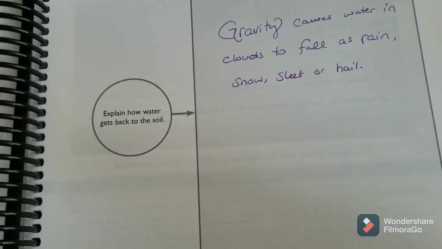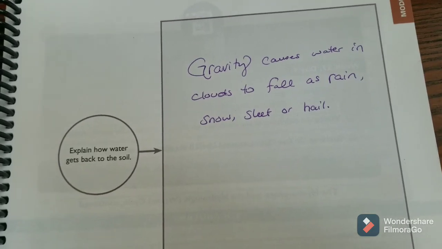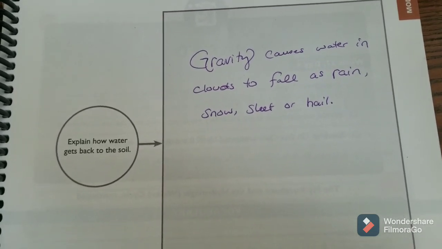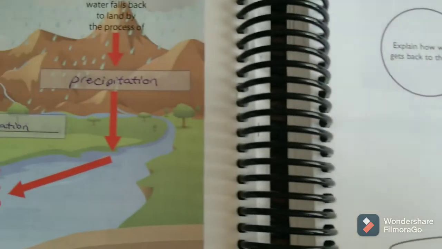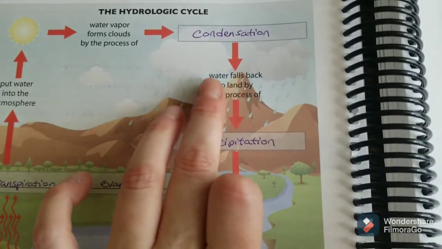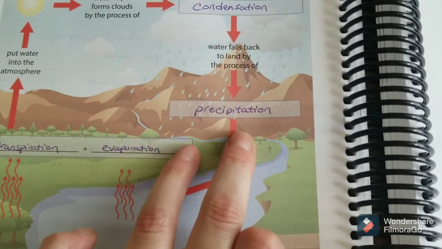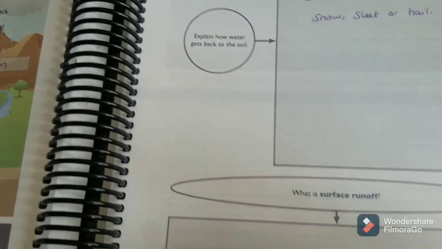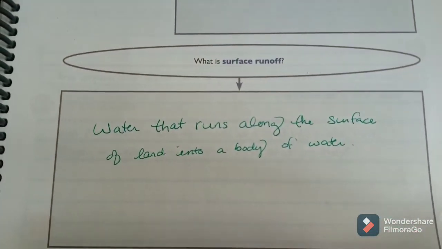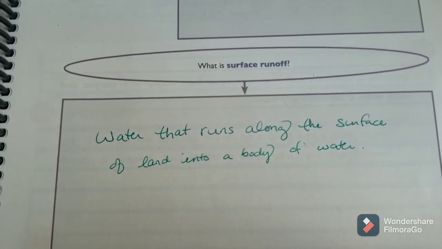All right. How does water get back into the soil? Well, gravity causes water in the clouds to fall as rain, snow, sleet, or hail. So right here, the condensation made the clouds. Well, gravity brings that precipitation down back into the earth, into the soil.